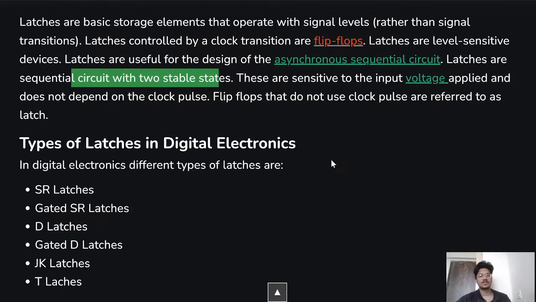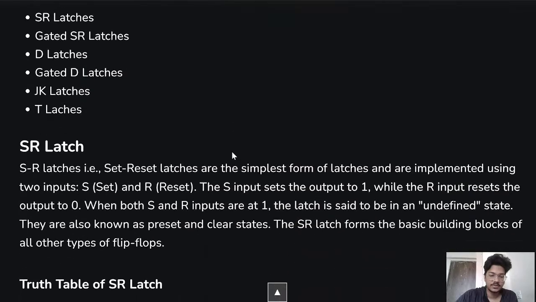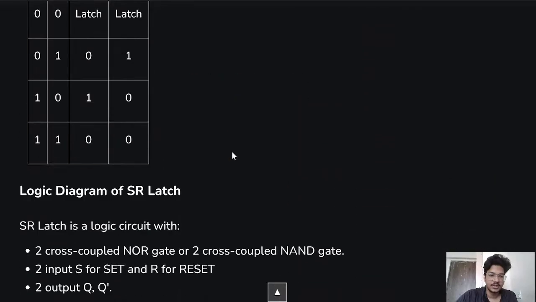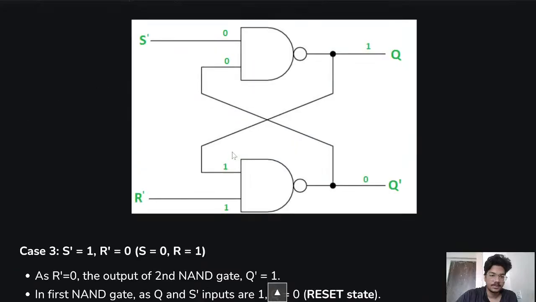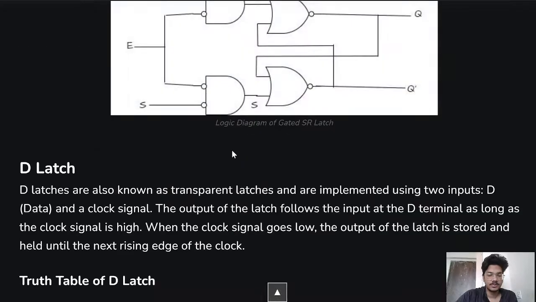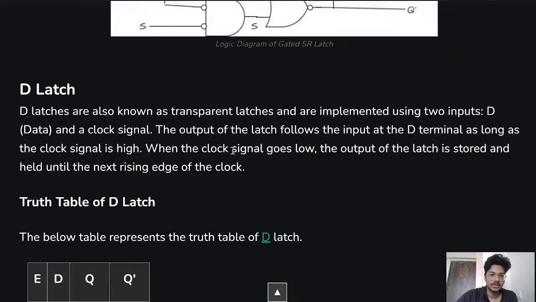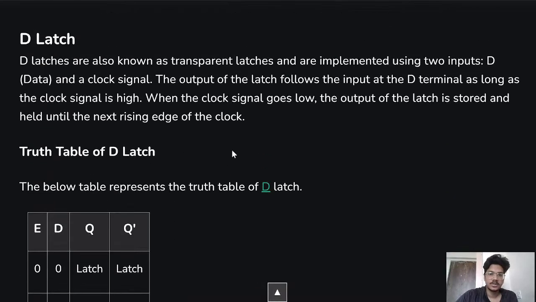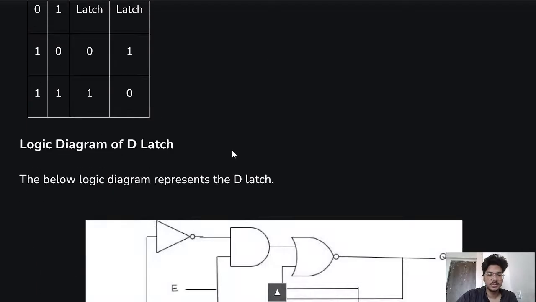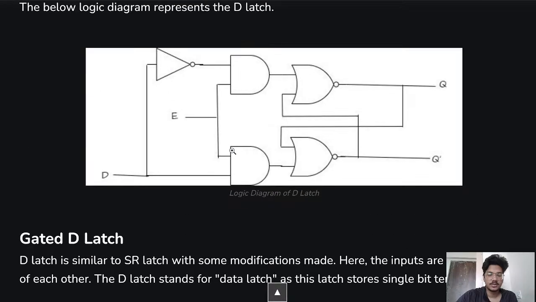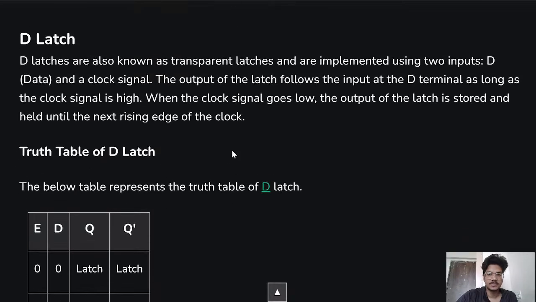The types of latches are SR latch, D latch, JK latch, and T latch. In the SR latch, there are set and reset inputs. The D latch is also known as a transparent latch, in which only data and the clock signal are provided, clock or enable.